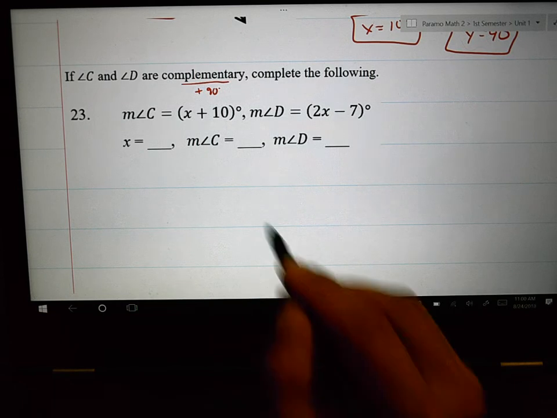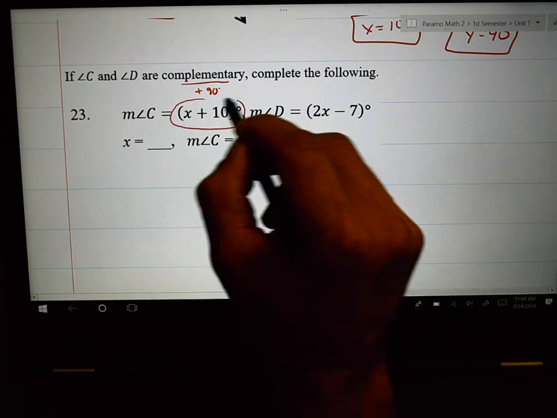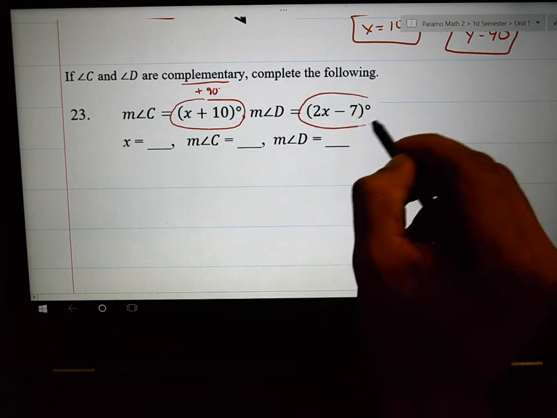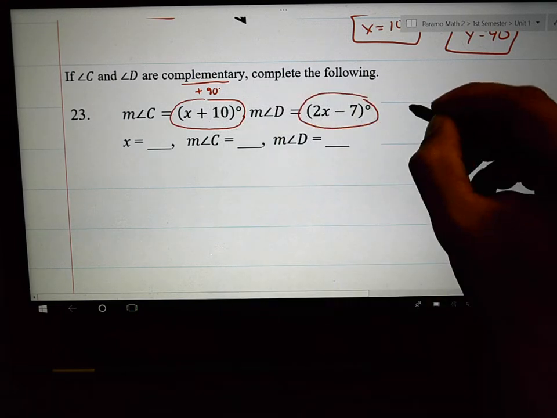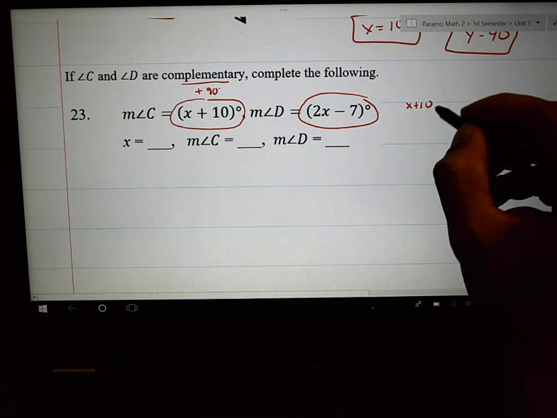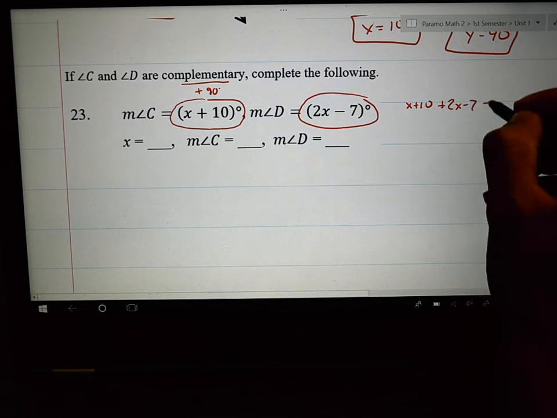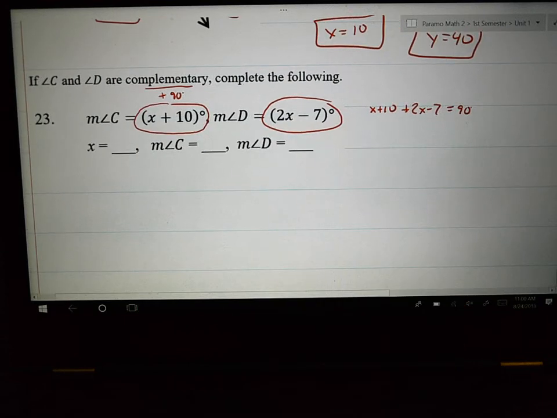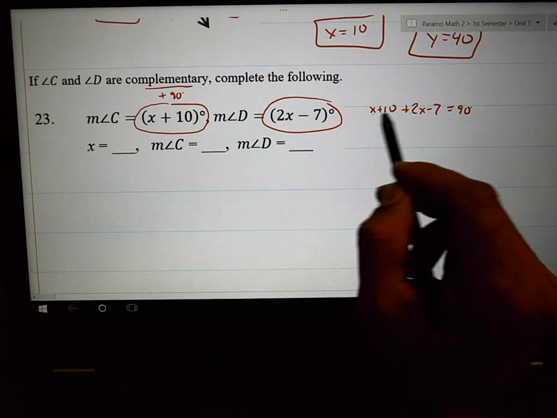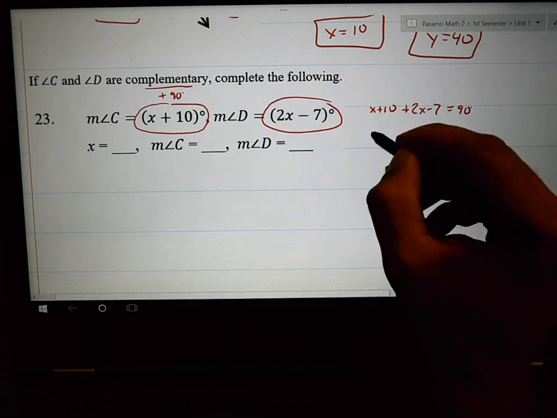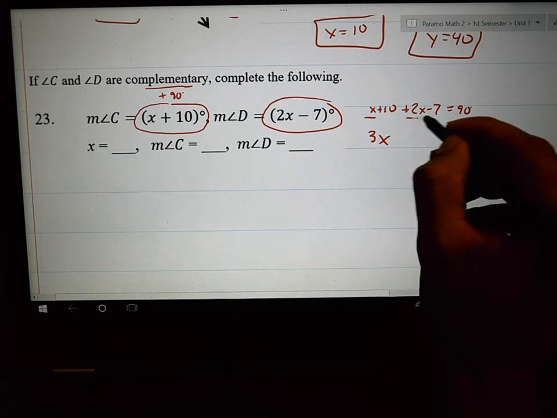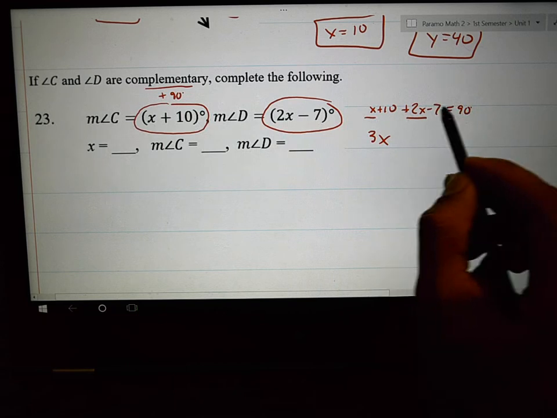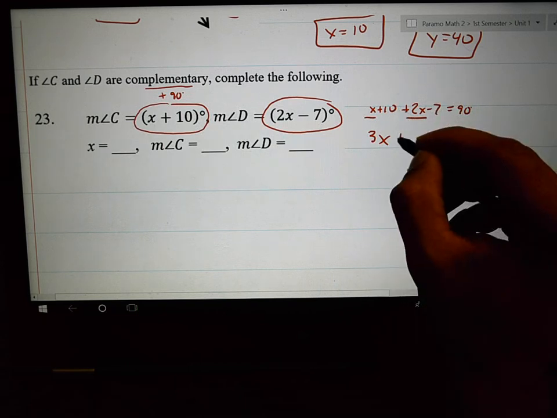So that must mean that this angle plus this angle should equal 90 degrees. X plus 10 plus the 2x minus 7 should equal 90 degrees. Since they're on the same side, we just put them together. 1x plus 2x is 3x. The 10 and the 7 are on the same side. 10 take away 7 is 3.